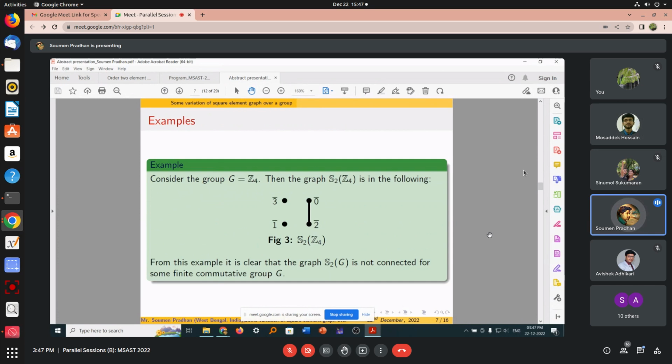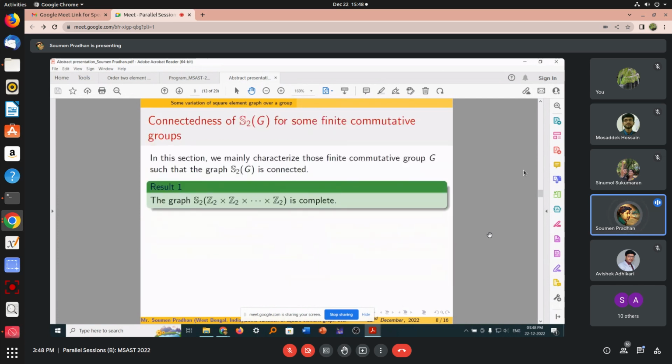G equals Z4, then the graph S2(Z4) is not connected. So from these two examples, it is clear that the graph S2(G) is not connected for some finite commutative groups G. And from these two examples, we move to the next section, connectedness of S2(G) for some finite commutative groups.